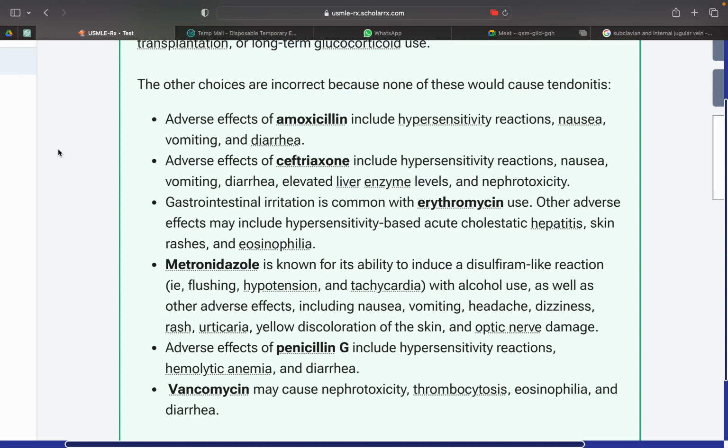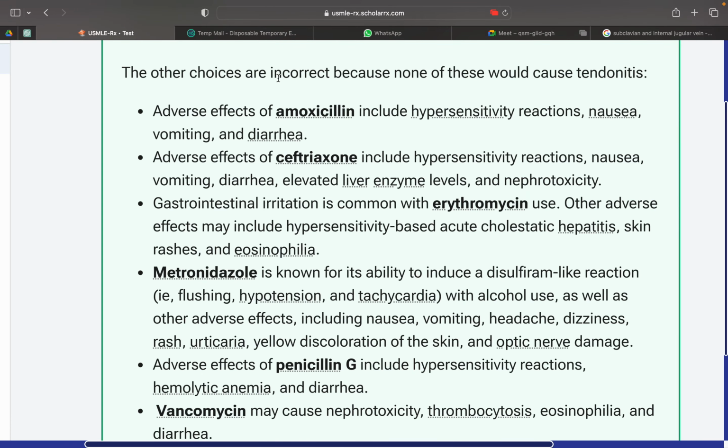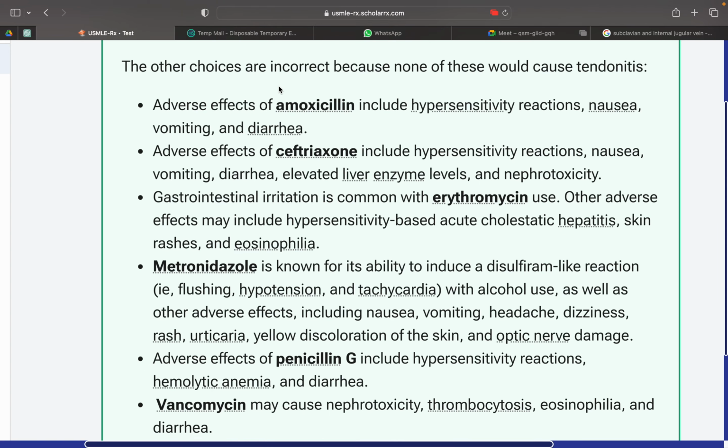Okay, give me a minute. So, moving ahead, I want to read this. The other choices are incorrect because... Okay, so you have to keep in mind.